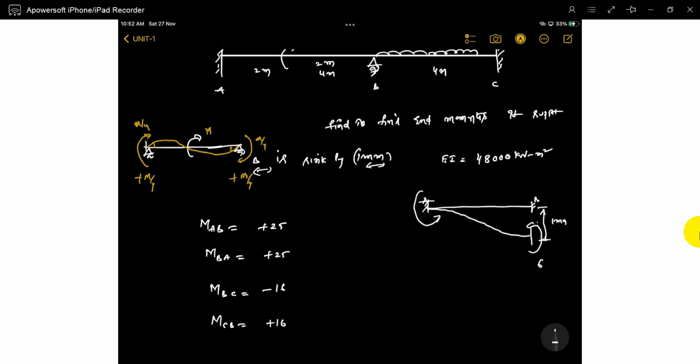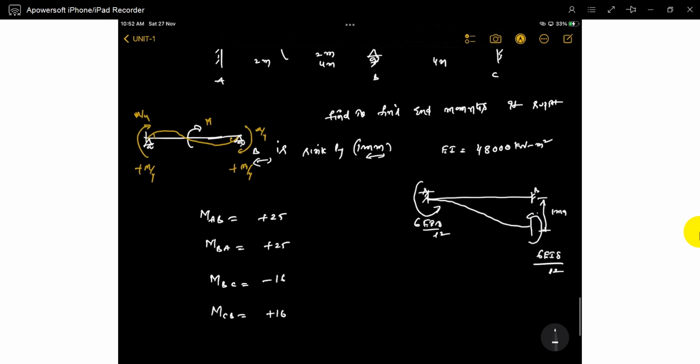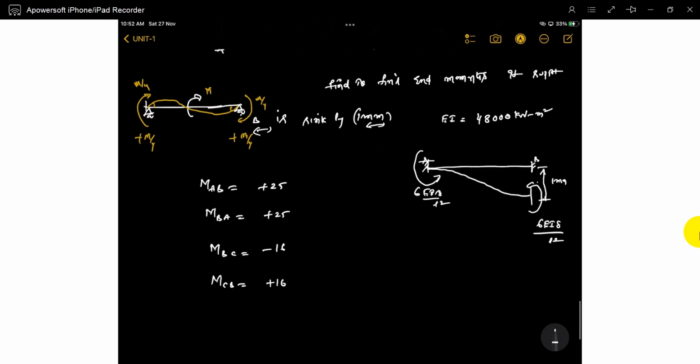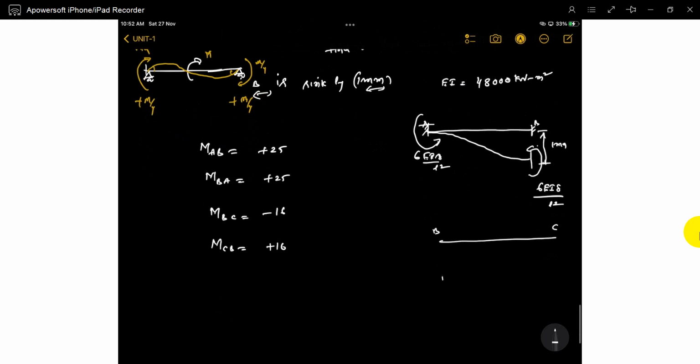So what is that value? 6EIδ by L square. This is also 6EIδ by L square in the AB. For the BC, B is settled, na? B is settled, so BC also has the same effect. So for the BC, you see, it's B, it's C. B is settled by 1 mm. So B is settled, what will happen?